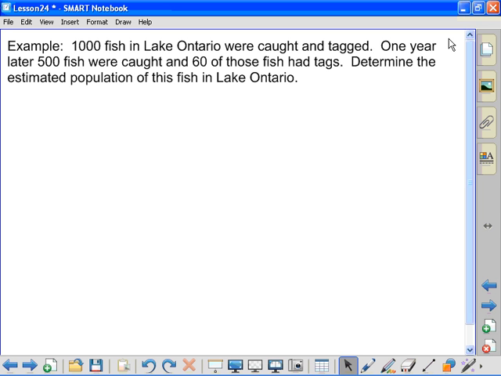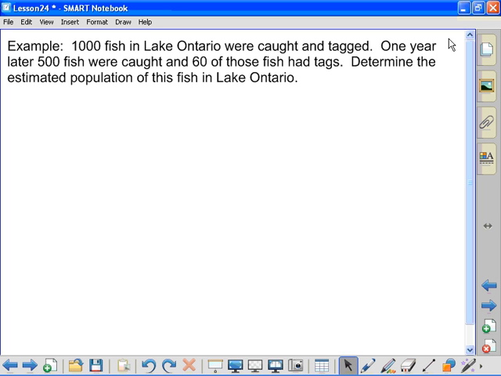1,000 fish in Lake Ontario were caught and tagged. So they put a tag in their fin. 1 year later, we went back and 500 fish were caught. 60 of the 500 ended up with tags, so that means they were part of the original 1,000. Determine the estimated population of fish in Lake Ontario.